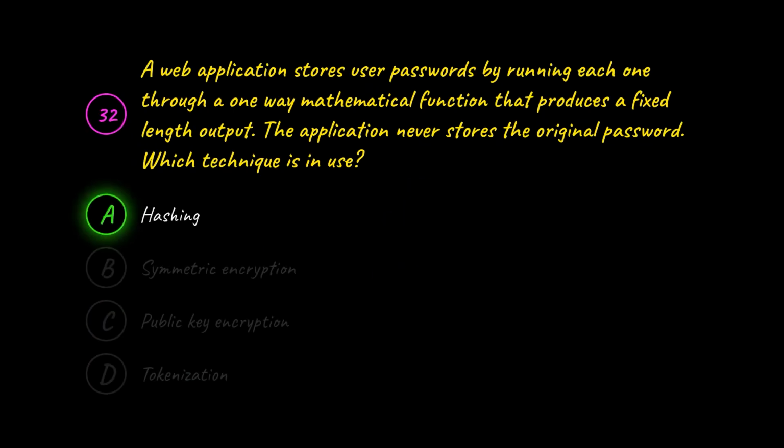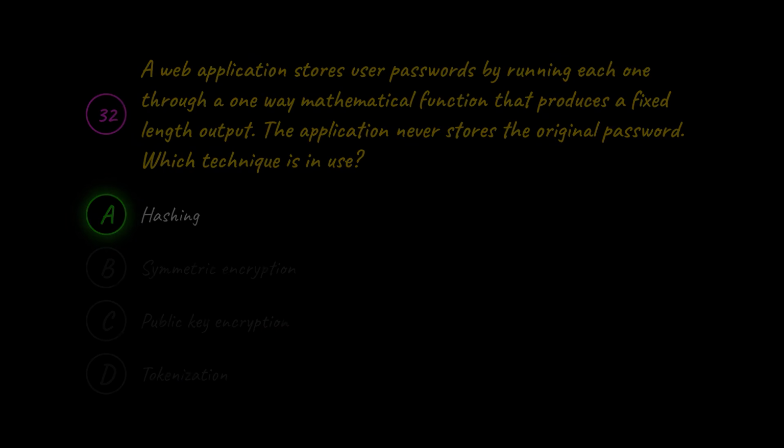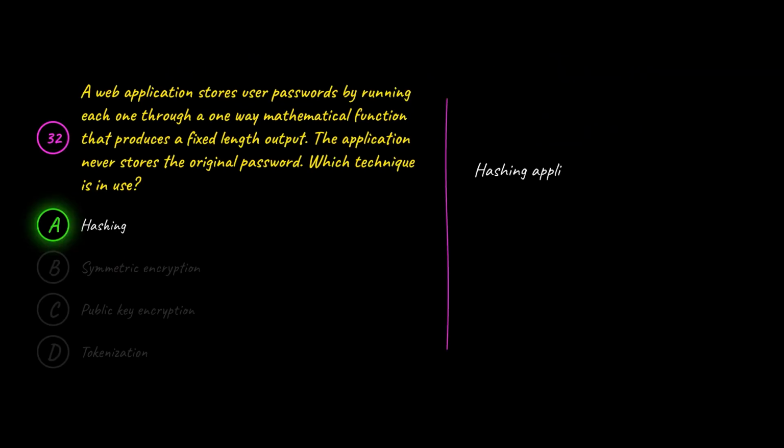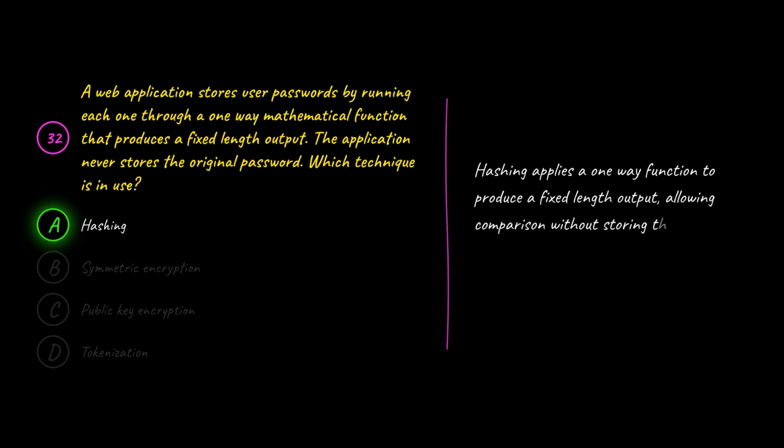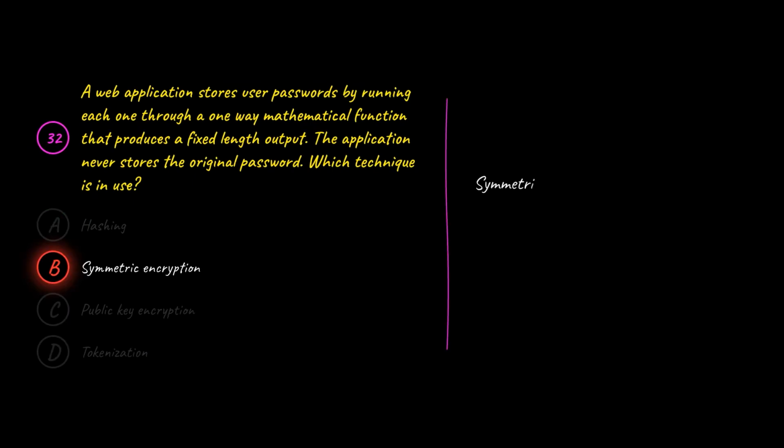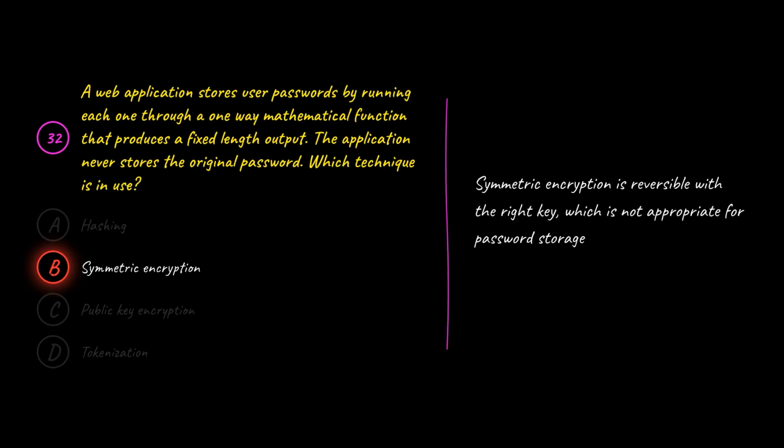The correct answer is A. Hashing. A is correct because hashing applies a one-way function to produce a fixed-length output, allowing comparison without storing the original value. This is the standard pattern for password storage. B is wrong because symmetric encryption is reversible with the right key, which is not appropriate for password storage where recovery should not be possible.